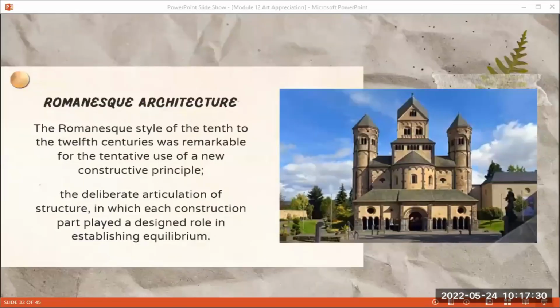Now, Romanesque architecture. The Romanesque style of the 10th to the 12th centuries was remarkable for the tentative use of a new constructive principle: the deliberate articulation of structure in which each construction part played a design role in establishing equilibrium.